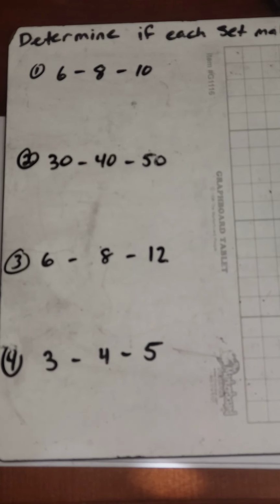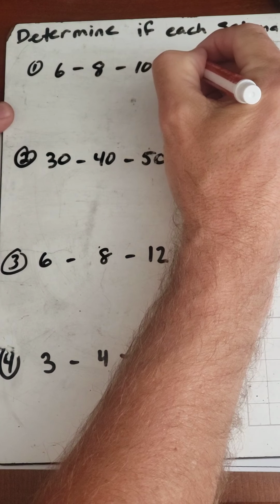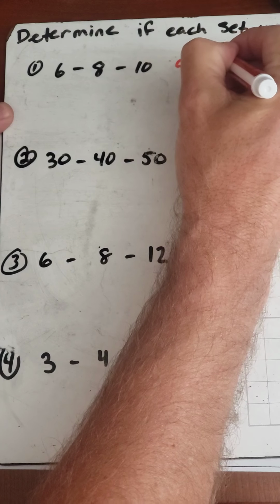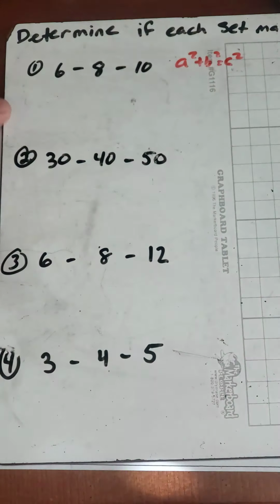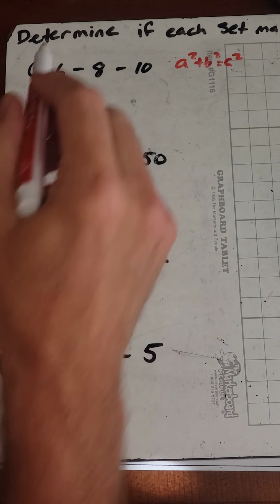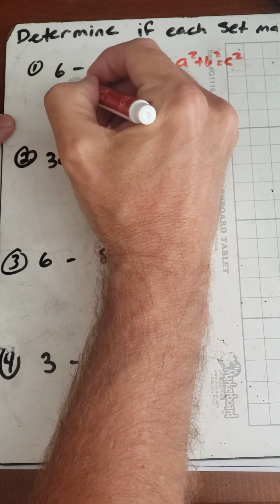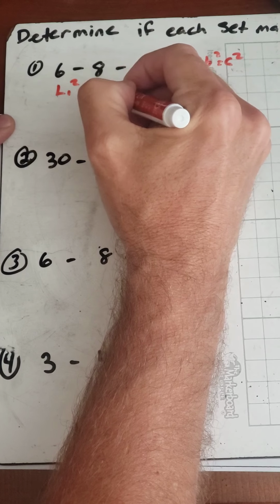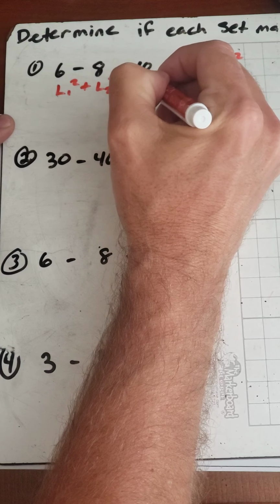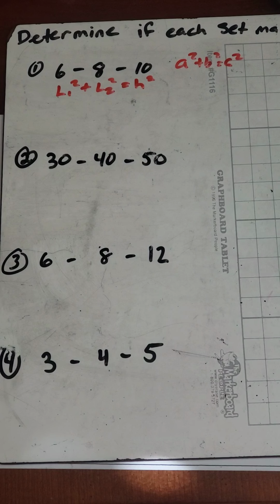Okay, so if we're looking at this first one here, which is 6, 8, and 10, the first thing I'm going to do is write down my Pythagorean theorem. I'm going to write it over here like many of you like to write: a squared plus b squared equals c squared. And I actually, as we know, do not like that one. What I like instead is L1 squared plus L2 squared equals hypotenuse squared. The reason I like that formula better is because it tells the kids what we're actually looking at.